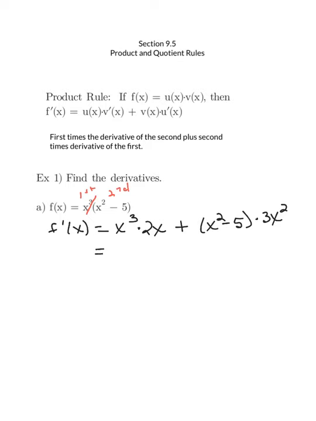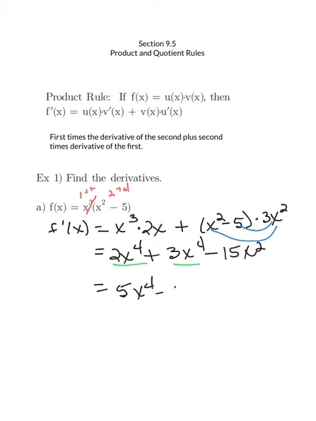X cubed times 2x gives you 2x to the fourth. On this second term, we're going to need to distribute. So 3x squared times x squared will give us 3x to the fourth. Negative 5 times 3x squared gives us minus 15x squared. Notice that we have like terms, so combining those like terms, we will get 5x to the fourth minus 15x squared. And this now finally is our simplest form of the derivative of our function.